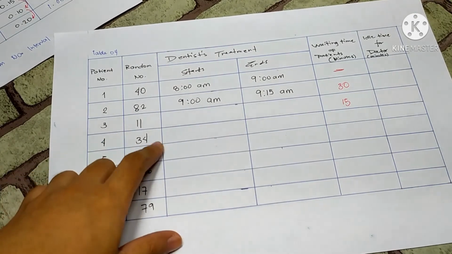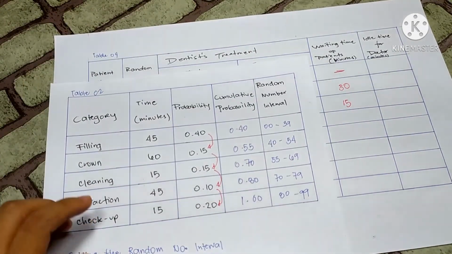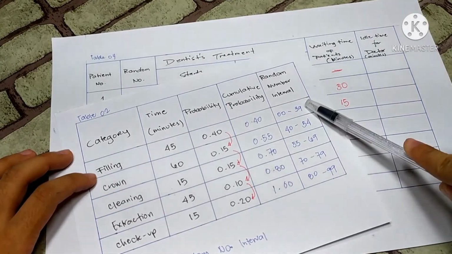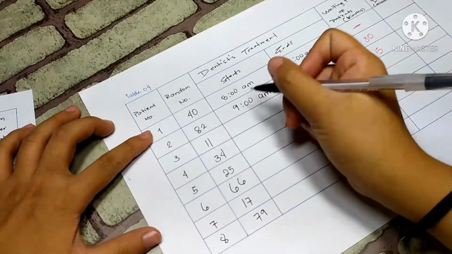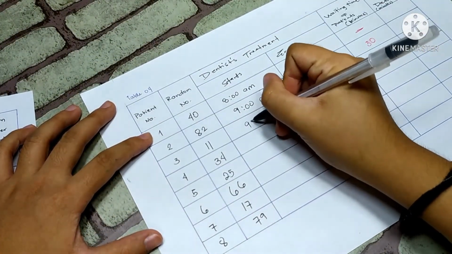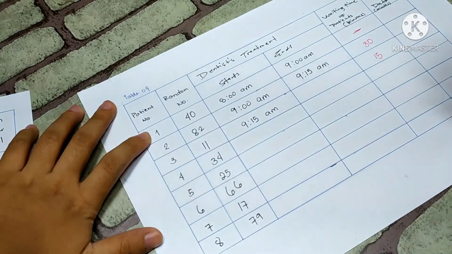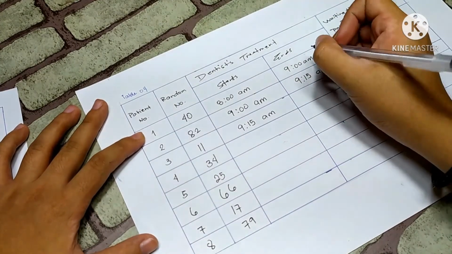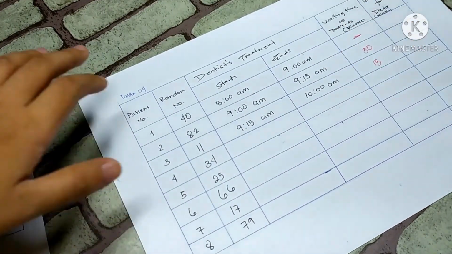So, since nasa random number 11 siya, check natin dito. So, magpo-fall siya sa filling which is 45 minutes. Start yung treatment niya at 9:15 a.m. and mag-e-end at exactly 10 o'clock a.m.